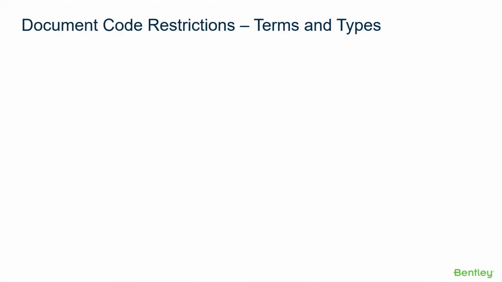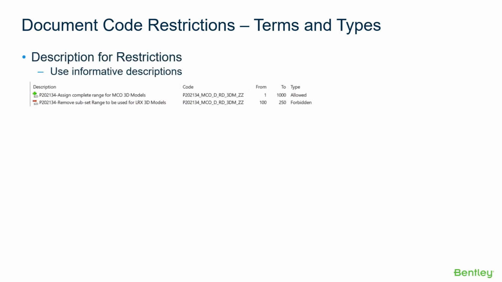Now let's go over document code restrictions, terms, and types. First, we mentioned earlier the description for the restriction, and we mentioned to use informative descriptions. For instance, in this example, the description identifies that for this specific project, these two restrictions are set. One is an allow and the other is a forbidden, but we identify the purpose. And by default, the restriction dialog will show the code and the upper and lower limits.